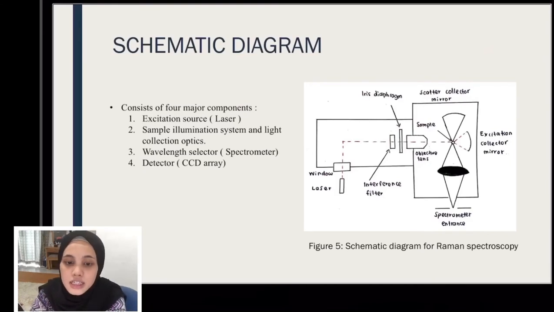Second is the sample illumination system and light collection optics. Okay, there are three sample types that can be used, which are liquid samples, solid samples, and gas samples. Next, the wavelength selector used in Raman spectroscopy is the Raman spectrometer. The Raman spectrometer measures the intensity of electromagnetic energy wavelength by wavelength from a sample that scatters laser light of specific wavelength. Lastly is the detector. The detector used is a CCD array. A CCD array needs some degree of cooling to make it suitable for obtaining high-grade spectra.